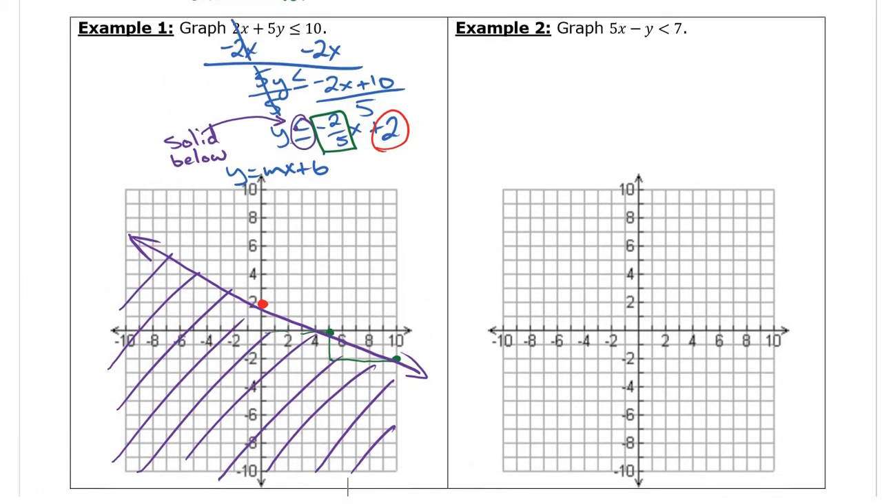Alright, at this point, why don't you go ahead and pause the video and try example 2. Once you think you have it, push play and see if you got it right.